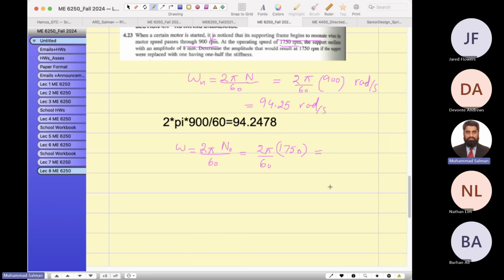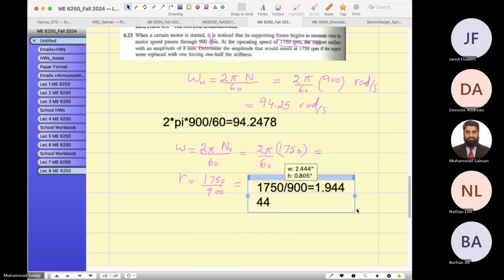Can you help your professor? What is the R value here now? So if I do the math, because 2 pi over 60 is constant, I can write down 1750 divided by 900. And if you do the math here, about 1.95, okay? Let's write it down here, 1.95.